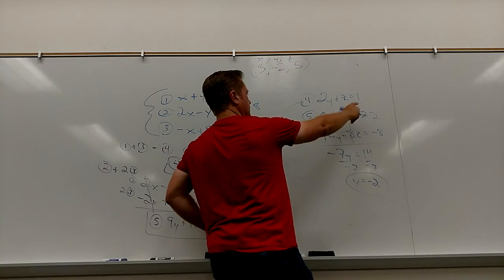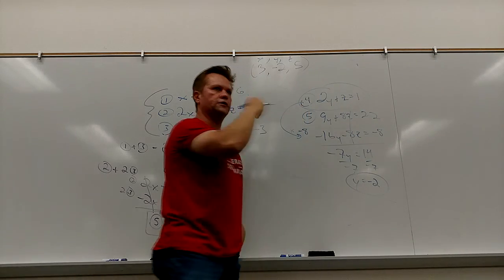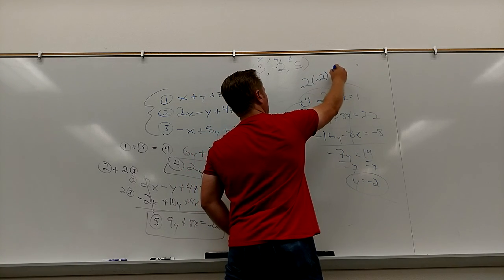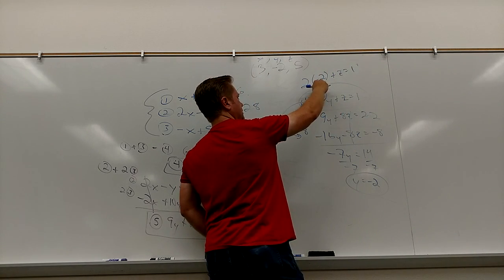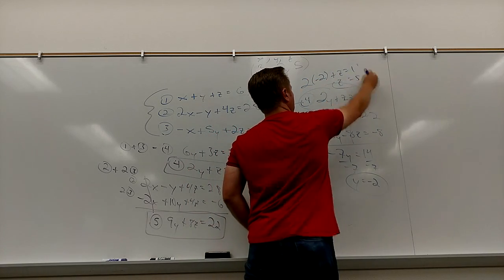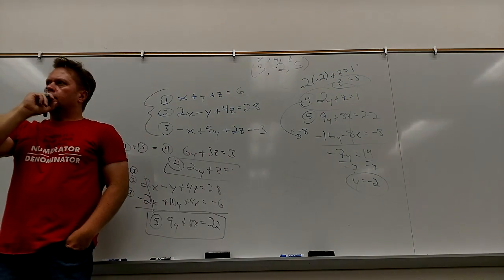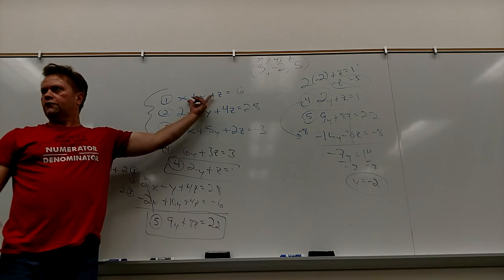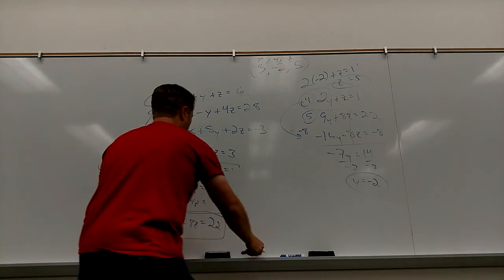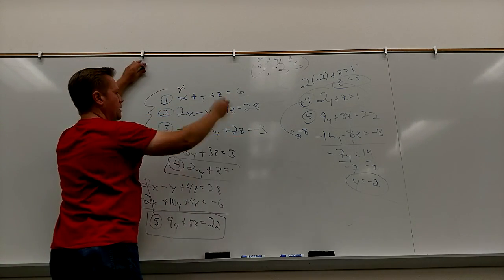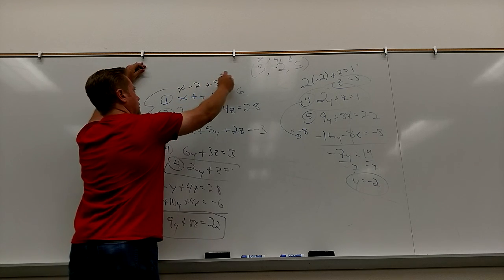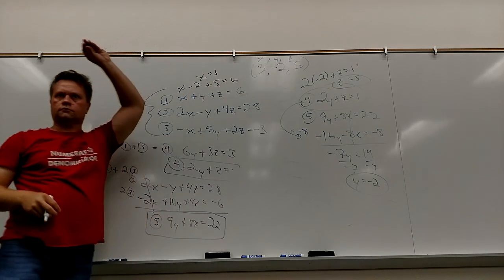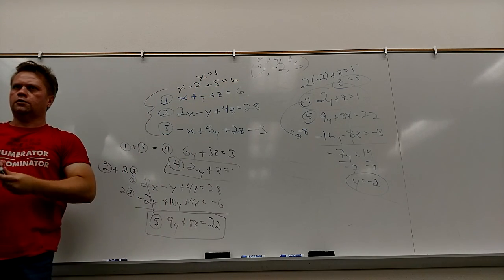So how do I figure out what z is? Well, I would use this equation because it's already almost solved for z anyway. Y is negative 2, so this will be twice negative 2 plus z equals 1. That's negative 4, add 4, z is 5. Thank God. And now I know z is 5. I know y is negative 2. I can plug it back in here to figure out what x is. So x minus 2 plus 5 equals 6. This is 3. Subtract 3. I get x equals 3. Okay.